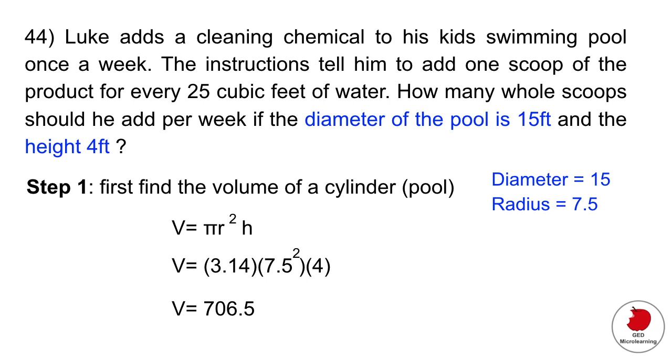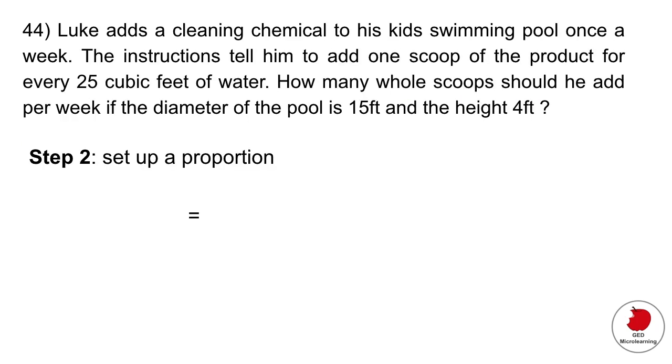Okay, so that's step one, but the question is asking you how many scoops should he add per week to the pool. So the second thing that you have to do is set up a proportion. All right, so it's telling us in the instructions that 1 scoop of the product is used for every 25 cubic feet of water. So that would be your proportion, 1 to 25. And we already know that the volume, or the cubic feet, is 706, as we said before.